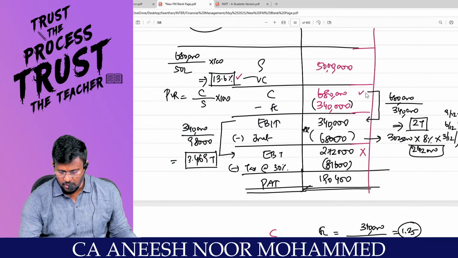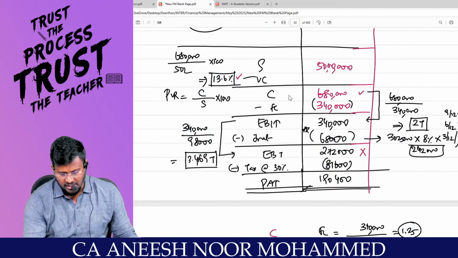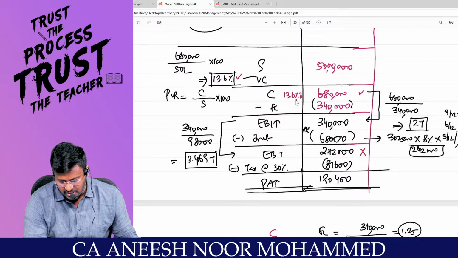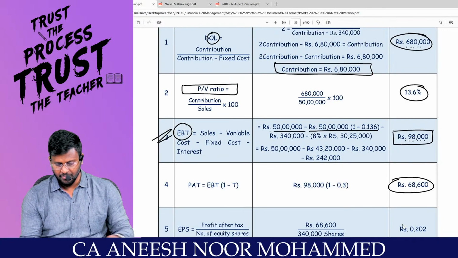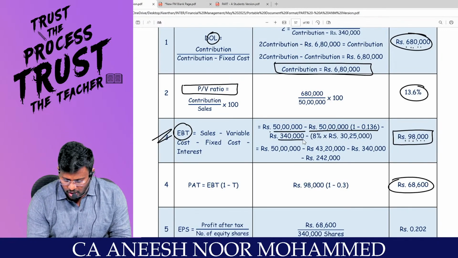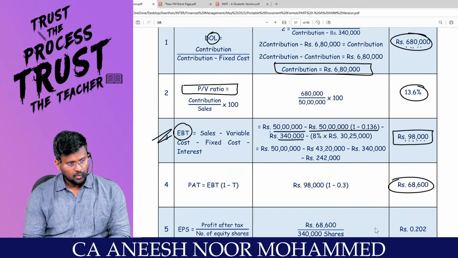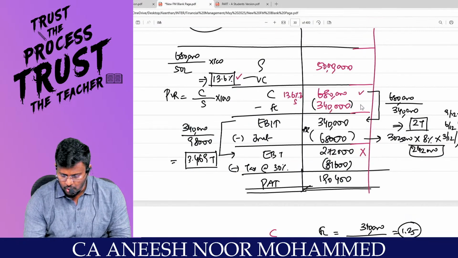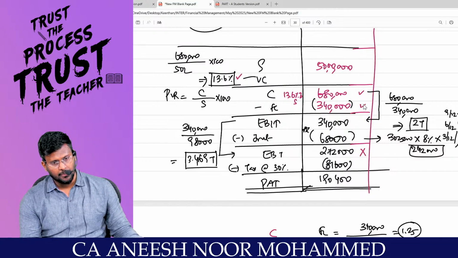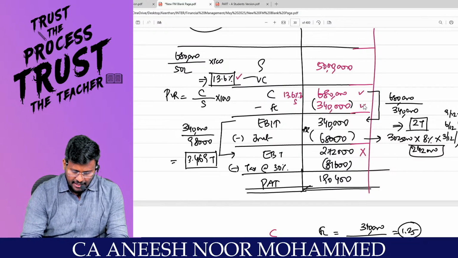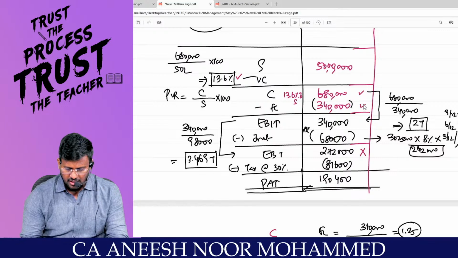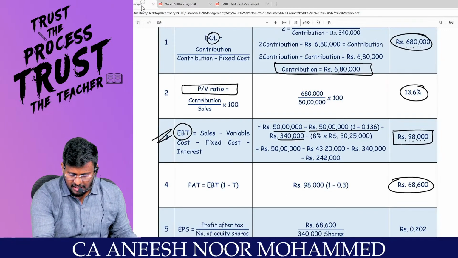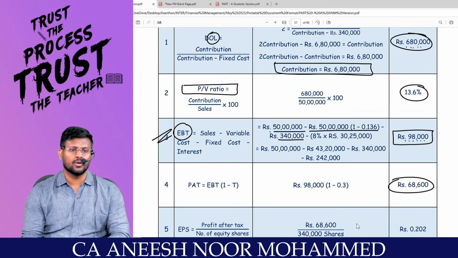6 lakh 80,000. We also got 6 lakh 80,000, which is nothing but 13.6% of sales. Are you really with me? Minus fixed cost is how much? What is given in the question? There is no doubt about it. 3 lakh 40,000. Comfortable? So from 6 lakh 80,000, if you reduce 3 lakh 40,000, balance 3 lakh 40,000 is the EBIT. Are you really with me?